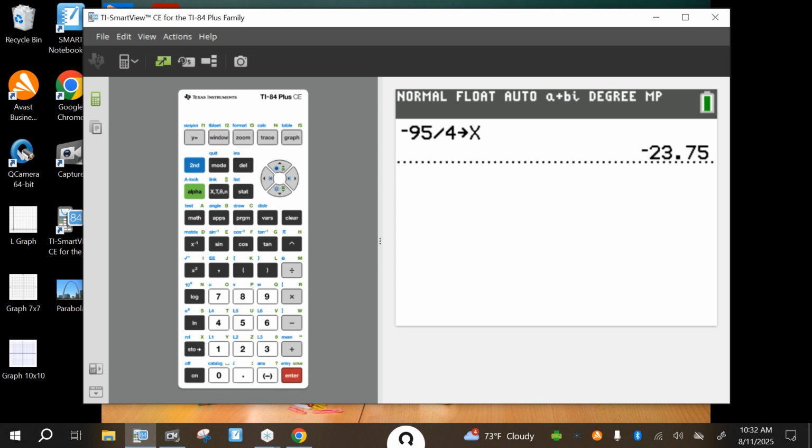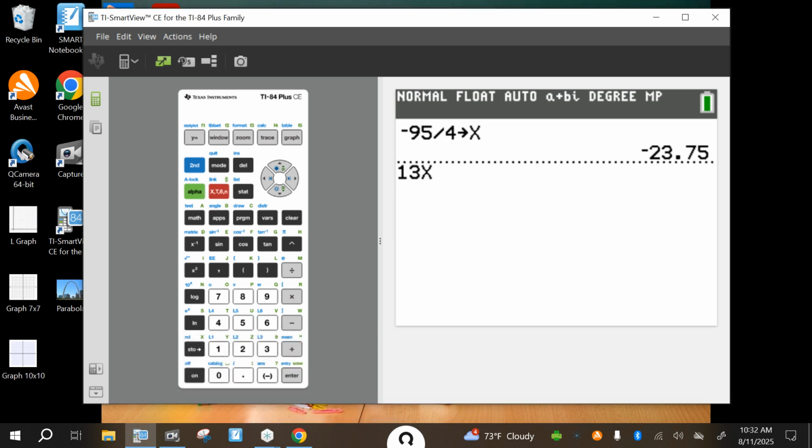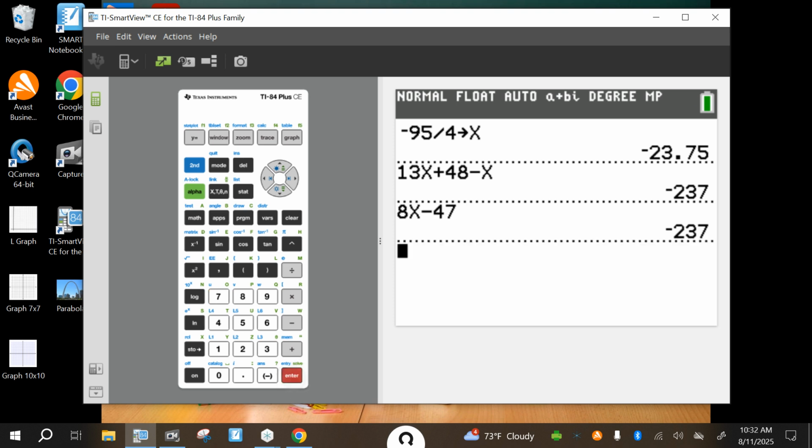So that now is stored as X, and now you type in your equation like what was back here. So I believe it was 13y, which we're just going to change to an x, plus 48 minus x. That's the left side. So you type in just the left side. Now type in the right side, which was 8x minus 47. Does the left side match the right side? Yes. So that is a great way to double check, but if you don't like the store feature, you can just type it in with parentheses.